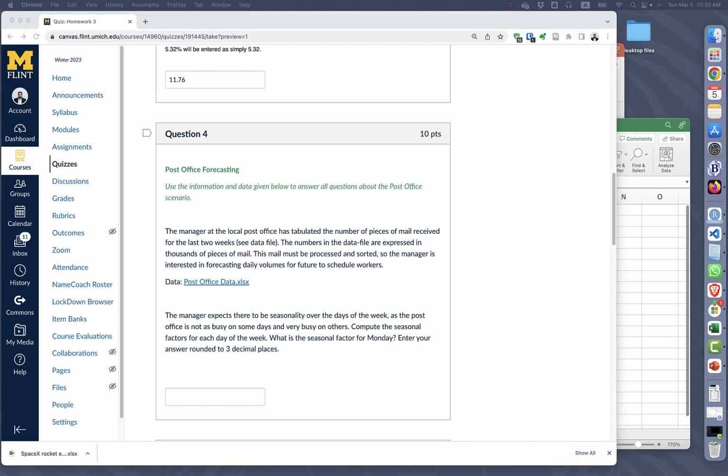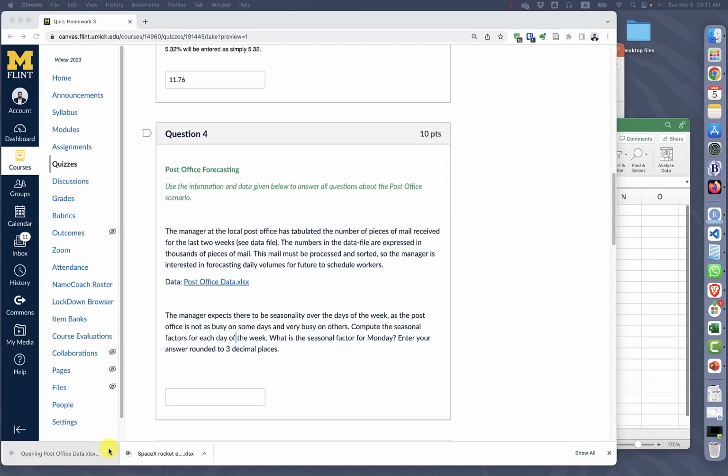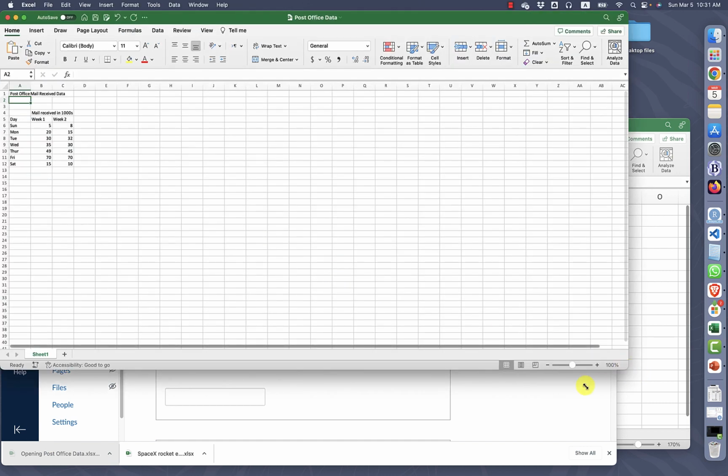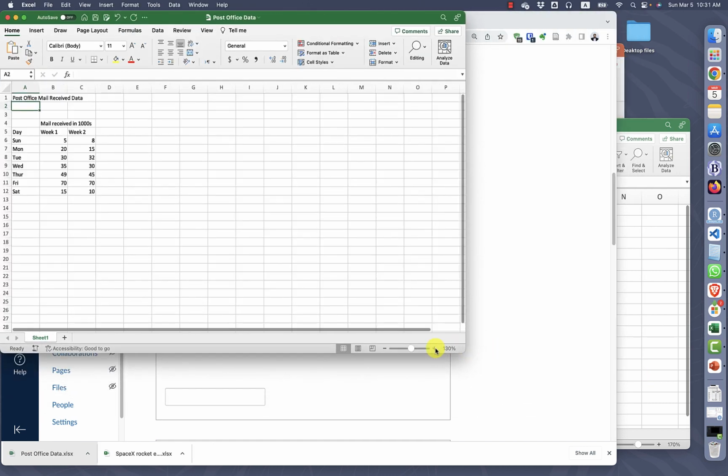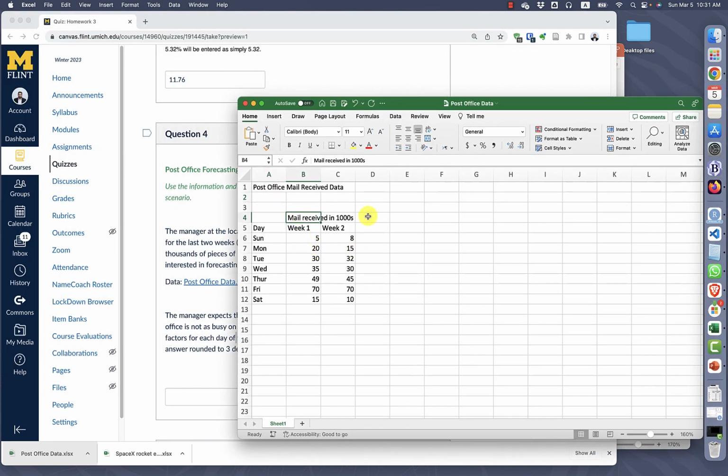So we have a post office, and we have some data given in an Excel file. We expect there to be seasonality over days of the week. So we have to compute the seasonal factors, and what is the seasonal factor for a Monday? So let's look at this data. Okay, so we can see mail received in thousands, week 1, week 2, and we have the different values by day of the week, and we expect there to be seasonality over the days of the week.